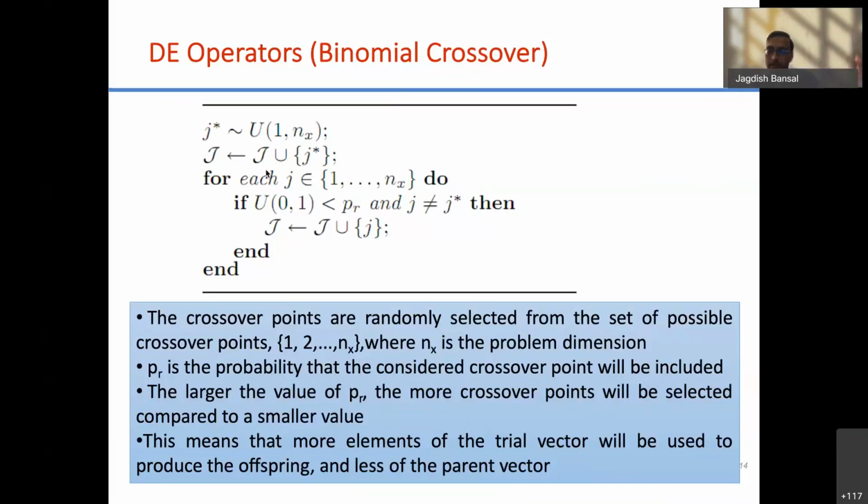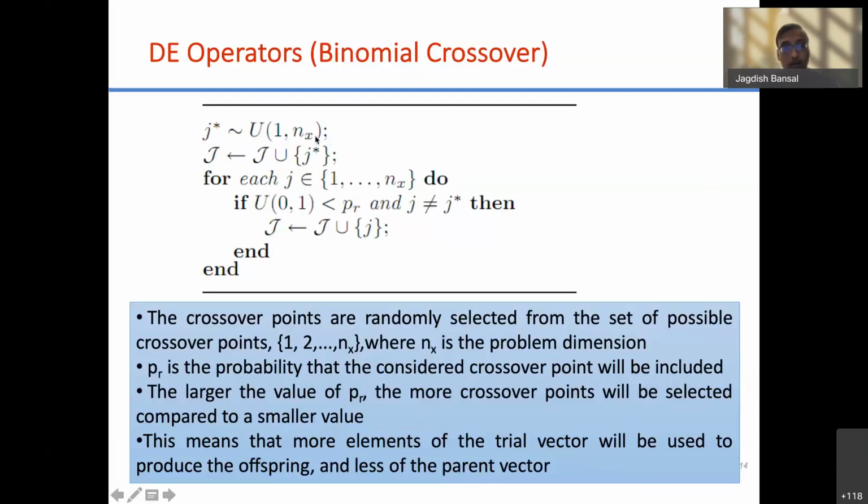It means no change in the new solution; the old solution and the new solution remain the same. You want a change in the new solution, so you need at least one gene from the mother so that your new solution is modified. Otherwise it will be a copy of the father, and therefore you select one randomly selected index, j asterisk, from 1 to nx.